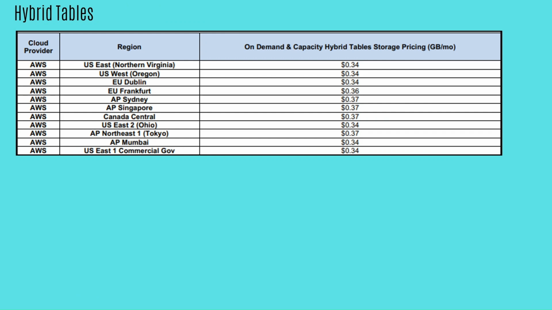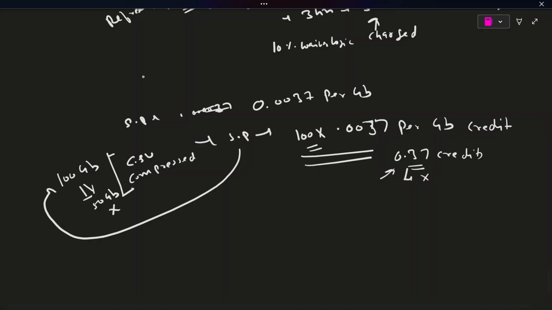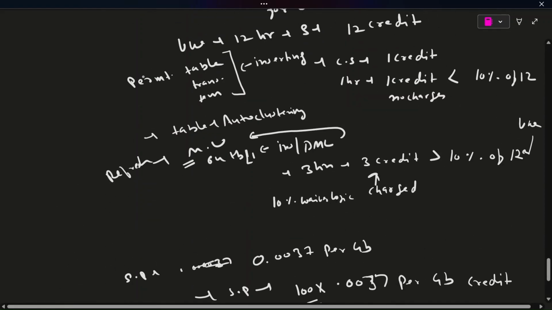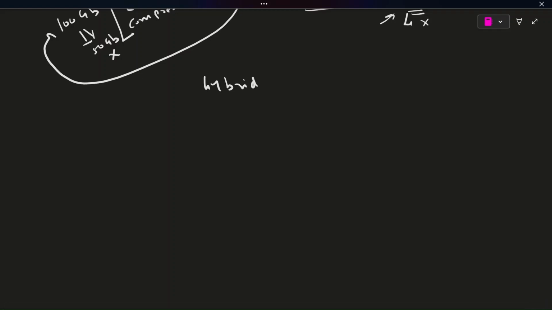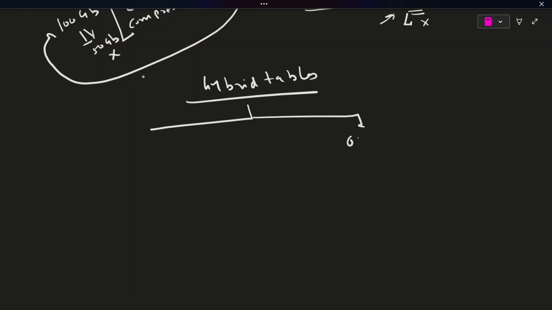So as the name suggests, hybrid tables. As the name says, hybrid tables are those tables which you can use for both purposes, OLAP and OLTP. Got it?